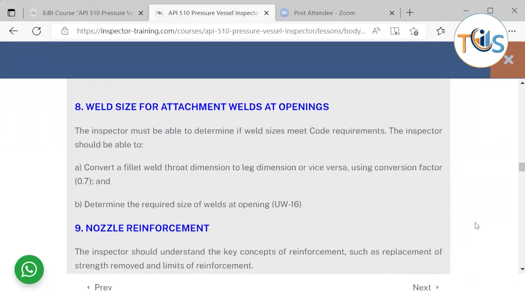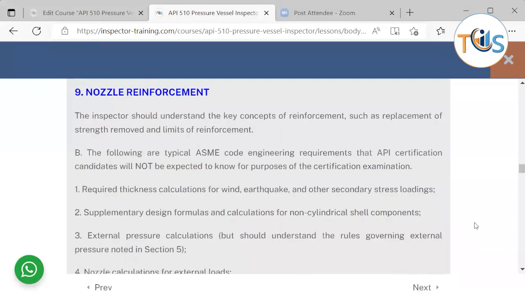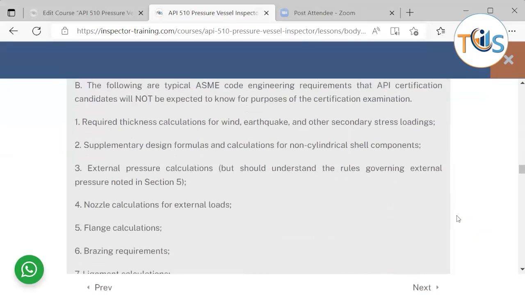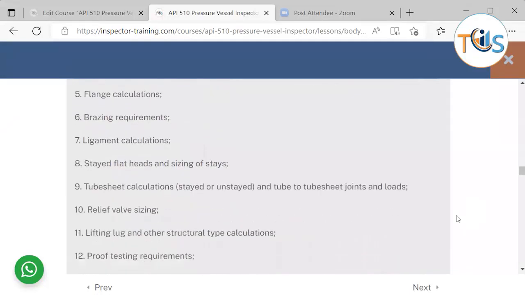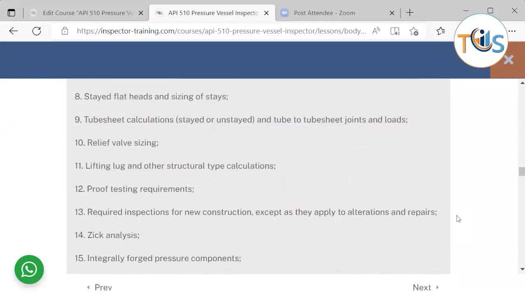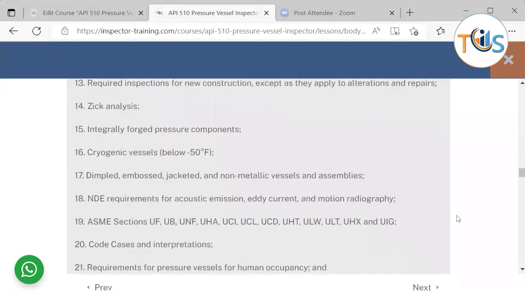You should know about the weld size, and you should be able to do this simple calculation of finding the leg of a throat fillet weld, knowing the throat dimension, which is multiplied by 0.7 or vice versa divided by, and determine the size of weld from UW 16. And you should know about nozzle reinforcement. There are so many areas, like flange calculation, but there are not many questions coming from this. You just should know the very, very basics.